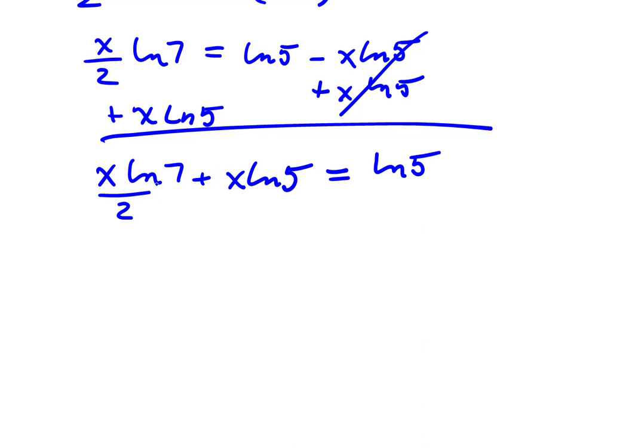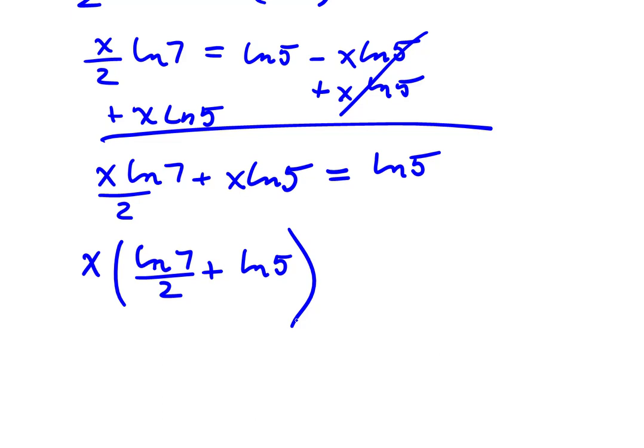Notice now I at least have the two x's on the same side, and using some older algebra, we could just factor out an x, which would leave us with the natural log of 7 over 2, that's that first coefficient of x, plus the natural log of 5. Okay, and so again, you can check by going in reverse. If you distribute this x, you'll get the original terms in the previous step there.